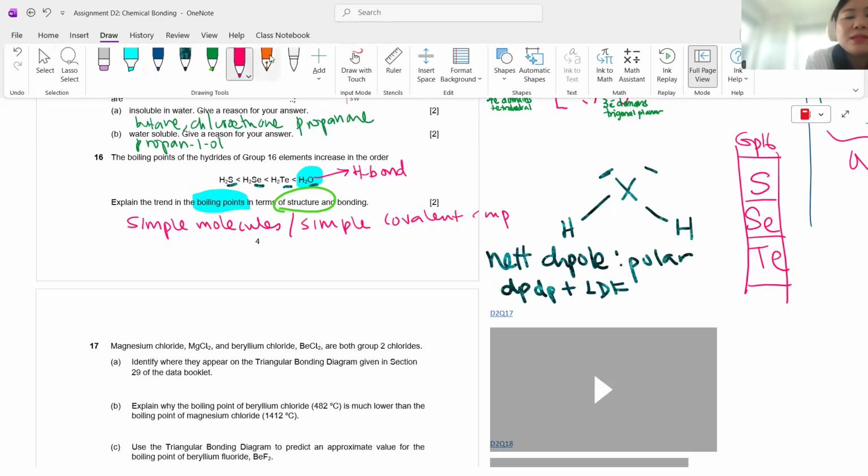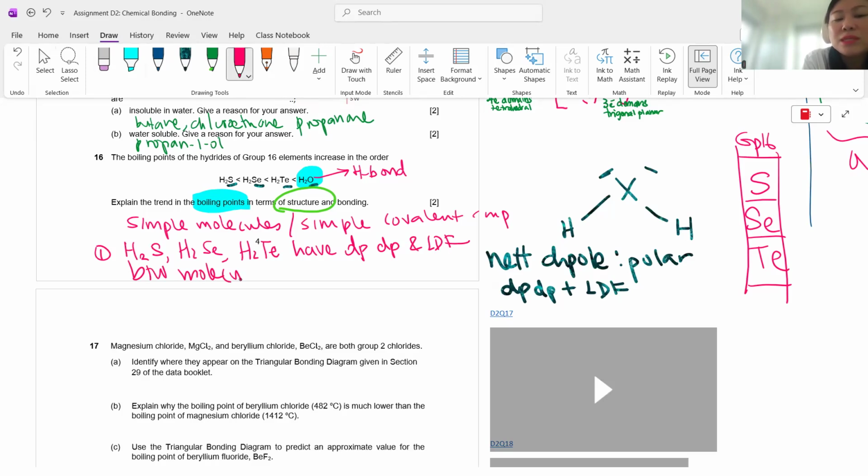So how do we phrase our answer? First, we will phrase that they're simple molecules. Second, we will have to acknowledge that H2S, H2Se, and H2Te have dipole-dipole and London dispersion force between molecules. So we just recognize what the intermolecular force is first, whereas H2O has hydrogen bonds between molecules.